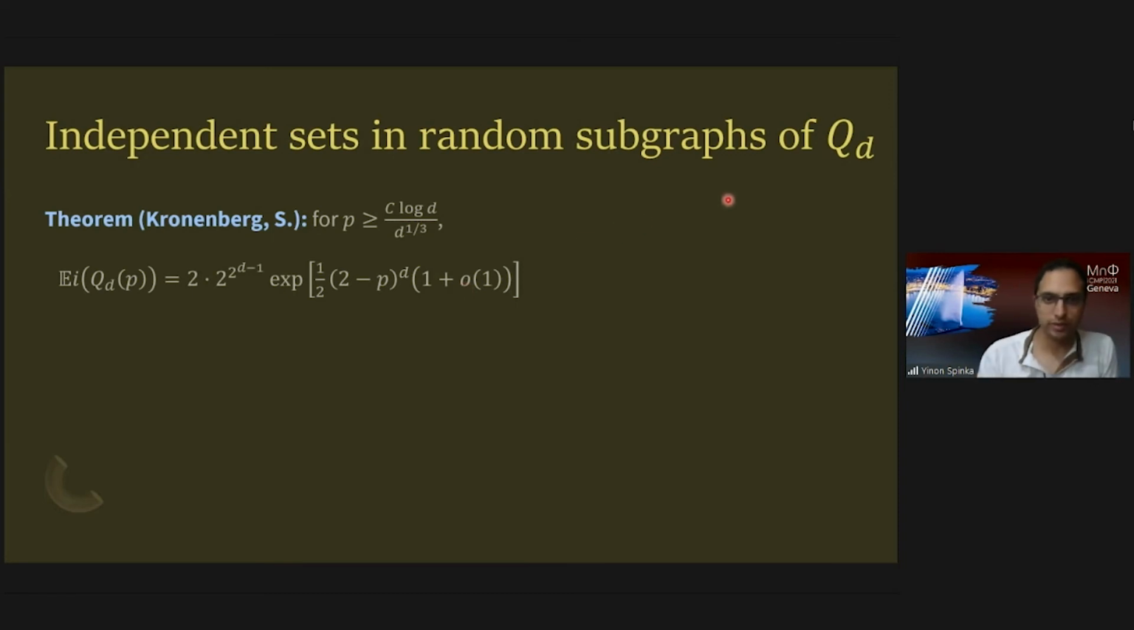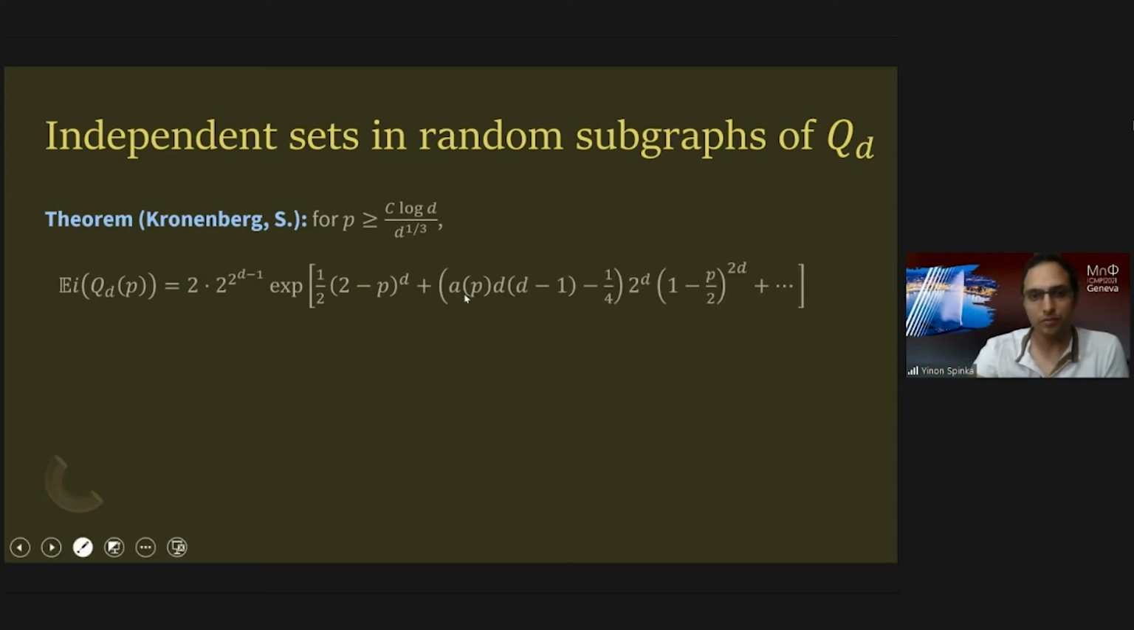However, just as previously we saw with the Jensen-Perkins result, here too we can get much finer information on this little o of 1. And as we'll see later, this is also using a cluster expansion technique. So I'll just give the next term here. The next term is some function of p, which is explicit, but I won't write down here, times this d to the d minus 1 minus a quarter. And we have this (1 minus p over 2) to the power 2d. And the next terms are going to be powers of this (1 minus p over 2), so to the 3d and to the 4d, and henceforth.